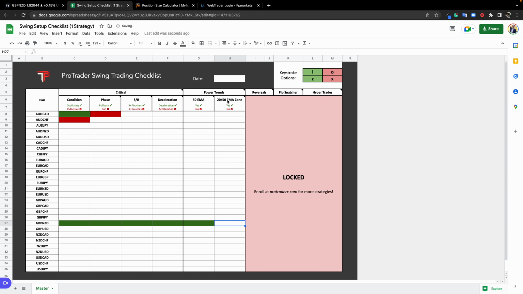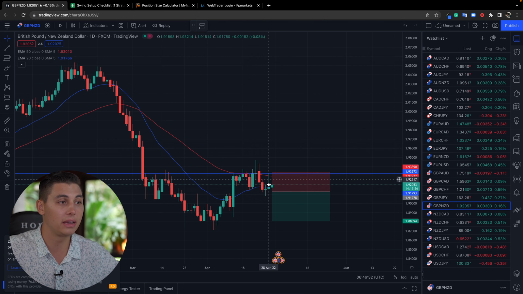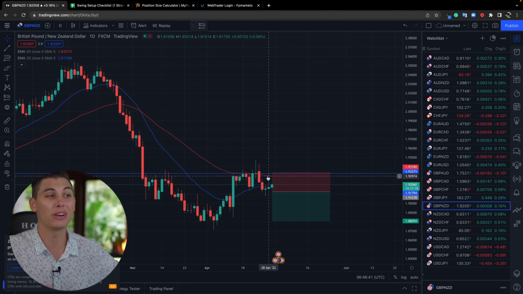Yep. And now the 20/50 EMA zone. Price must have traded somewhere within the 20/50 EMA zone within the past two days. So we've got that as well. We're well within that 20/50 EMA zone on this previous candle. It's the previous two candles. This one also would have been valid, but this one here is great. This actually reached the 50 EMA.